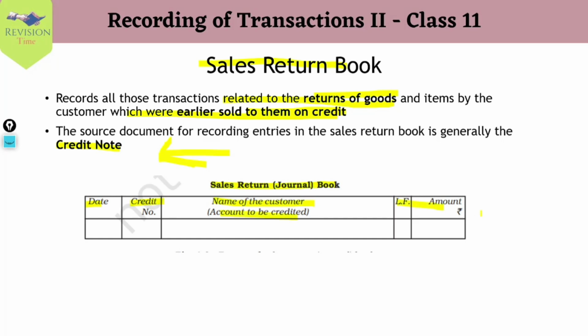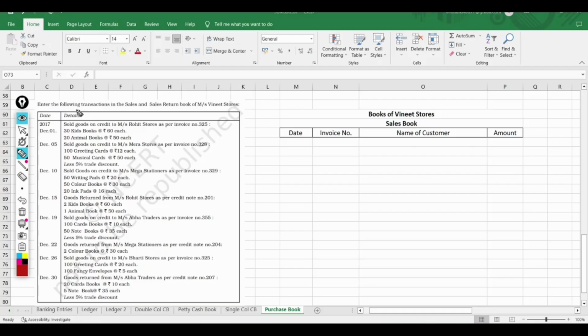Now let us look into a problem and record our transactions in our sales and sales return book. Let's read out the transactions. Enter the following transactions in the sales and sales return book of Vinith Stores. December 1st, sold goods on credit to Rohit Stores, as per invoice number 325, 30 kids books at 60 each and 20 animal books at 50 each.